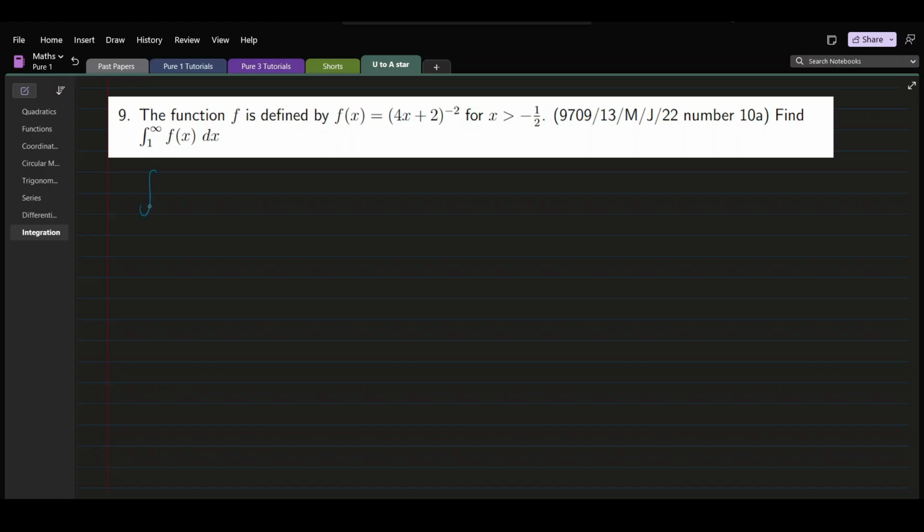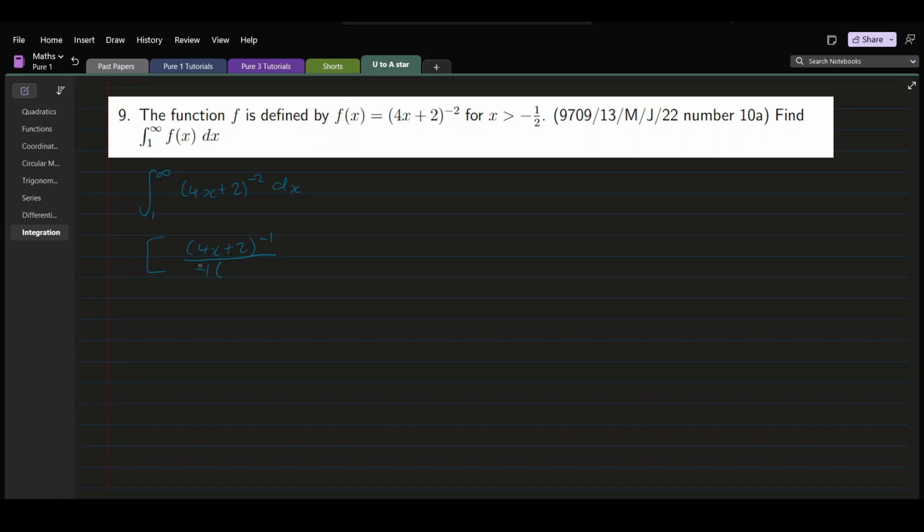Okay, so we're integrating from 1 to infinity, and that's (4x plus 2) to the negative 2 with respect to x. Okay, so if we integrate that, this is 4x plus 2. Add 1 to the power, you get negative 1. Divide by this new power, negative 1.